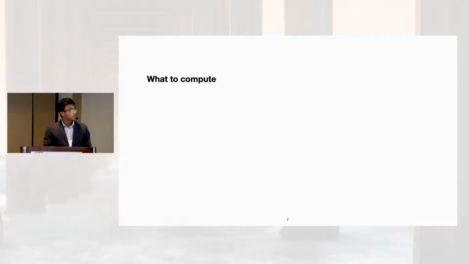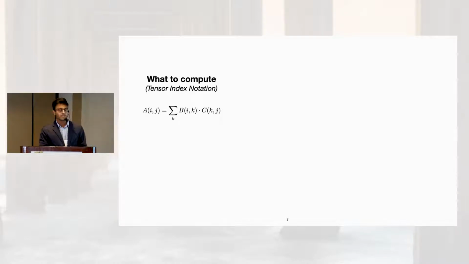So first, to describe what to compute, as you may have seen in Peter's talk before, we're going to adopt the notation that is commonly used to describe tensor programs, called tensor index notation, and it basically implements the Einstein summation notation for describing tensor codes. So here we have index variables that correspond to nested loops, and variables that appear only on the right-hand side are going to correspond to these sum reductions. So this is an example of a matrix multiplication written out in this notation.